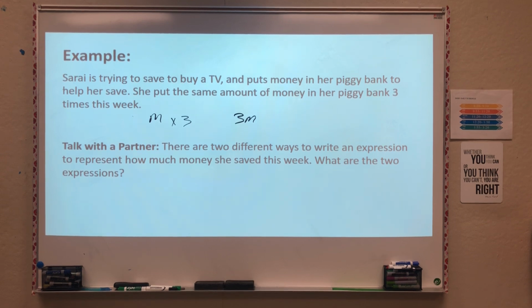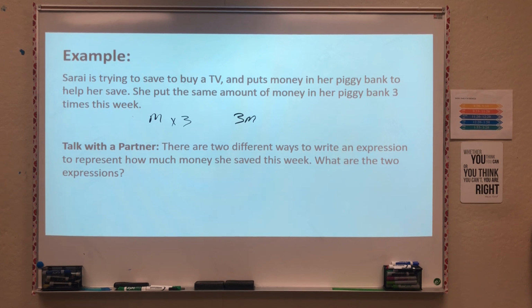The amount of money she's saving total for the TV. The amount of money she's saving to get a TV. It's the amount of money that she's putting into her piggy bank. Yeah, there you go. So it's that amount she put into her piggy bank each time.